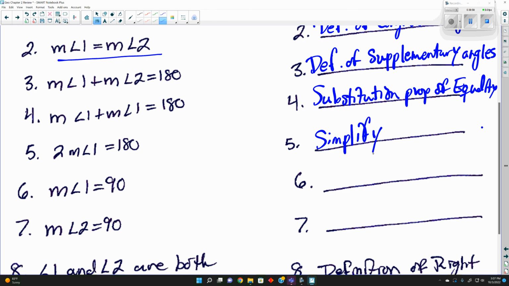I'm going to say simplify, or we could say distributive property. Is it simplified or distributive property? Either one works. They're both the same. Yeah, I will take them as the same. I mean, the book would want distributive. I will take simplify. Now we're going from 2 times the measure of angle 1 equals 180 to the measure of angle 1 equals 90. This is our division property of equality.